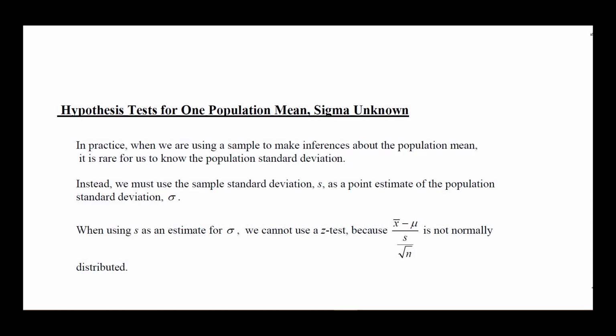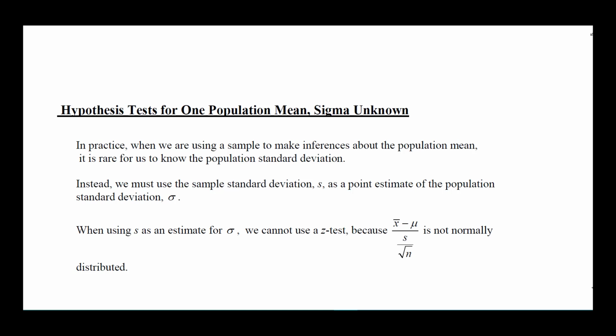Okay, now that we've been introduced to hypothesis tests for one population mean, let's talk about what we do when we do not know the population standard deviation. So, if we are trying to estimate the population mean with a confidence interval, or if we are trying to use a hypothesis test to determine if it's likely that the population mean will differ from some benchmark, that assumes we do not know the population mean.